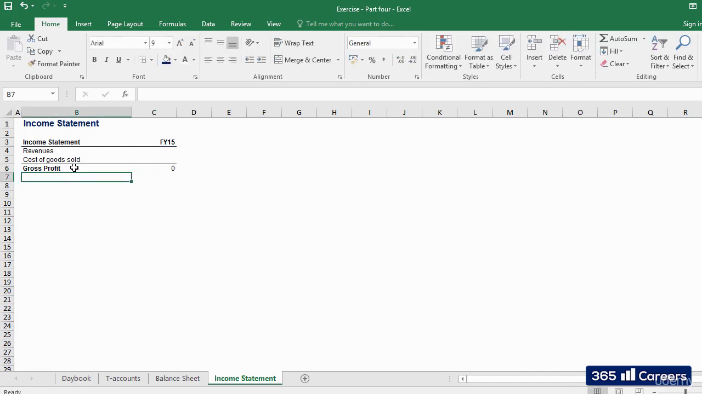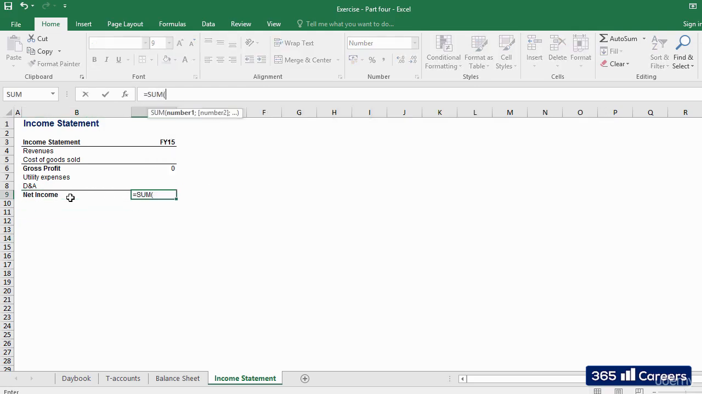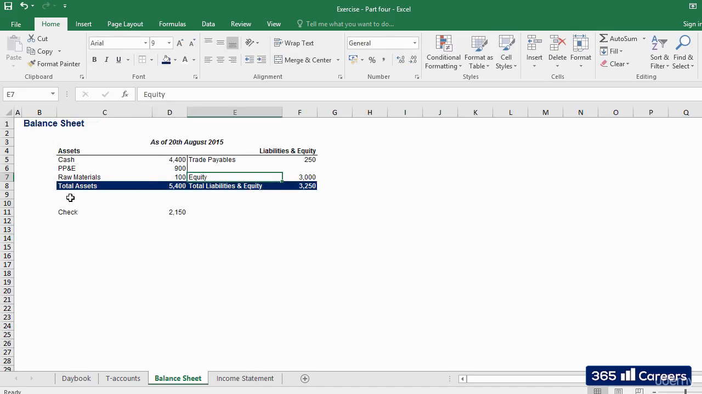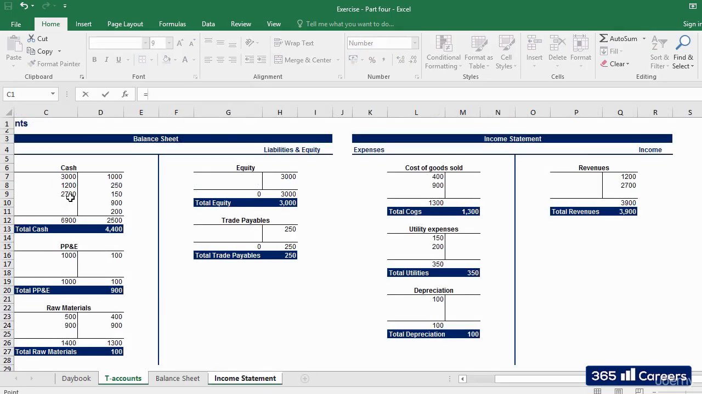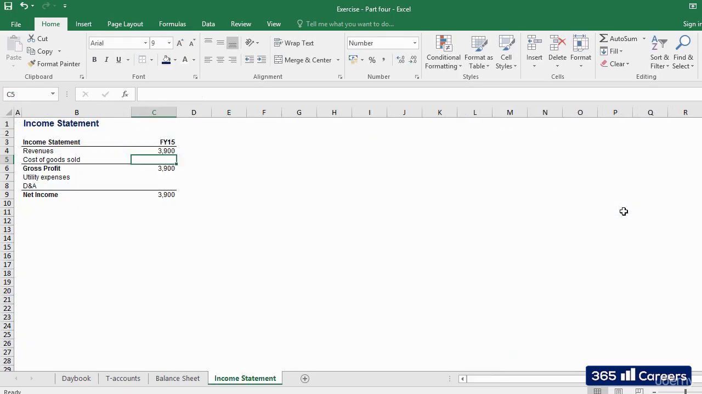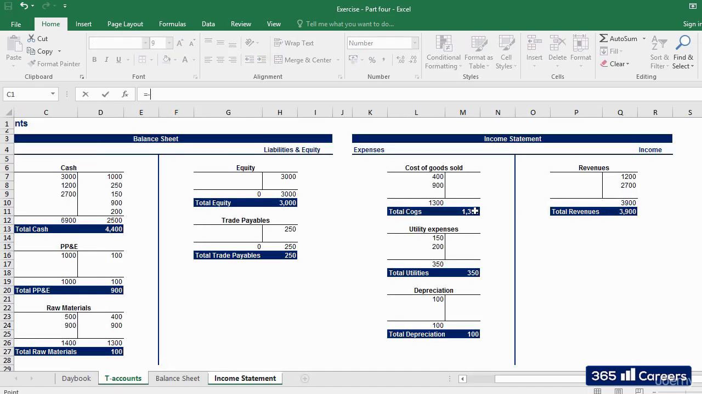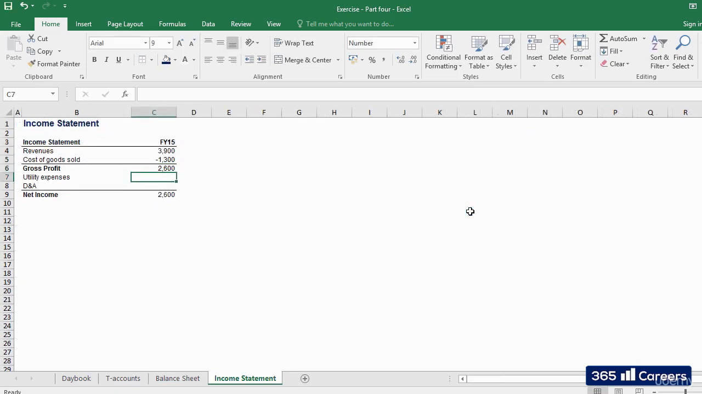Below, we need to subtract other costs, such as utility expenses and D&A. If we assume that the firm does not have to pay taxes, we would arrive at net income. Okay, very well. Let's include the figures that we have in our T accounts. For the sake of clarity, we will include revenues with a positive sign and costs with a negative sign. That is why I'll have to place a negative sign in front of costs.